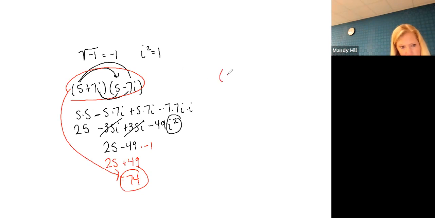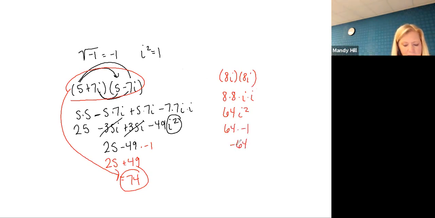The last problem we have on this is 8i times 8i, which is pretty easy. So you're going to do 8 times 8 and i times i. So 64i squared. Well, we know i squared is negative 1. So 64 times negative 1 is going to be negative 64.